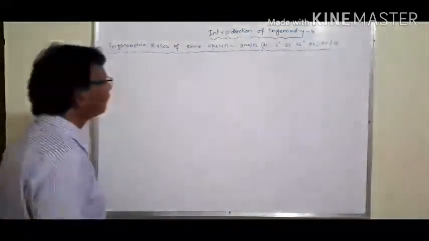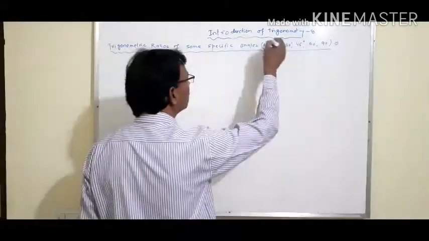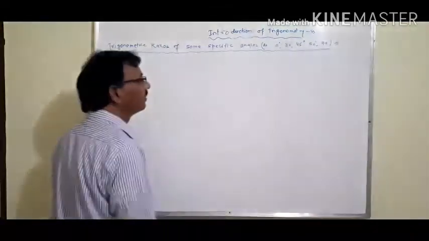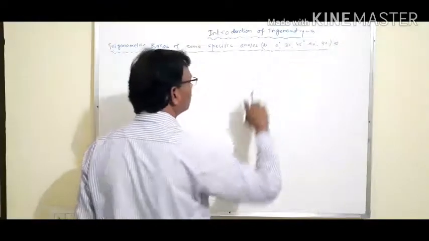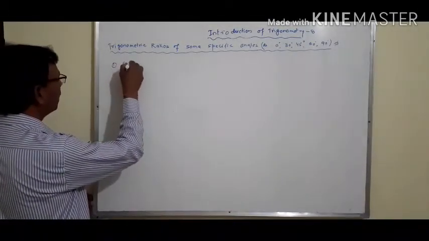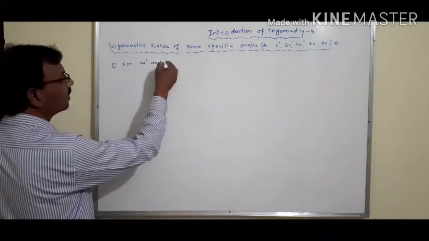See carefully. First we find the ratios for 30 degree and 60 degree, both together. First for 30 degree and 60 degree.